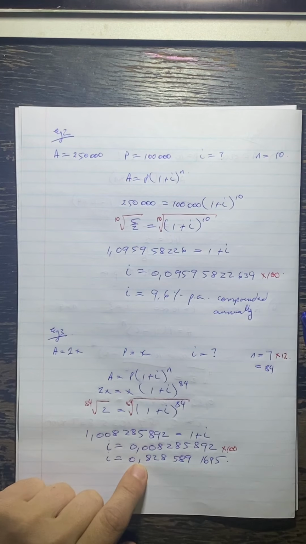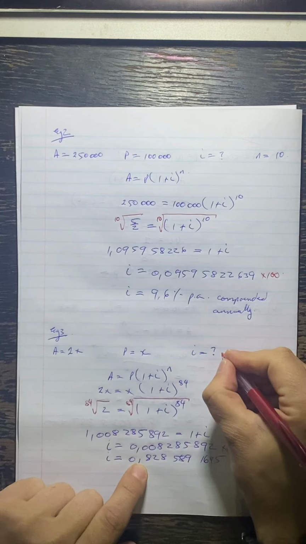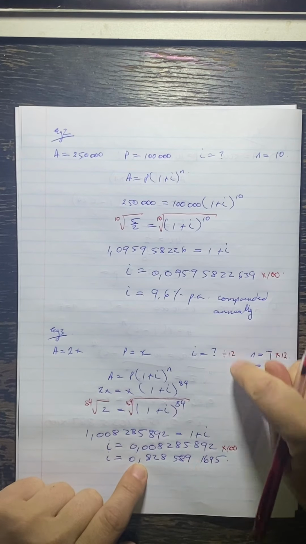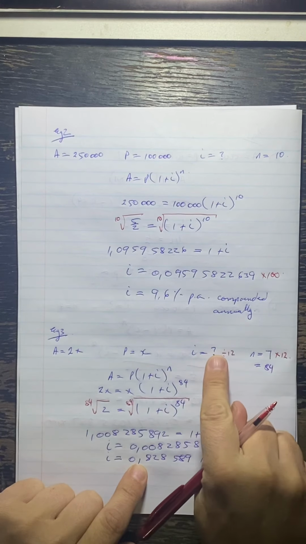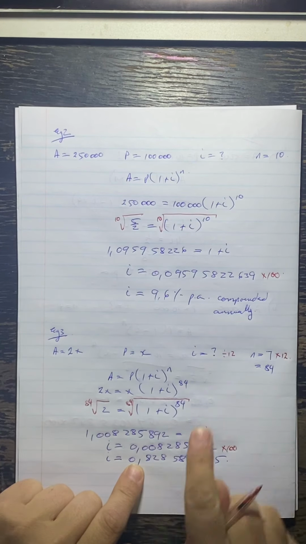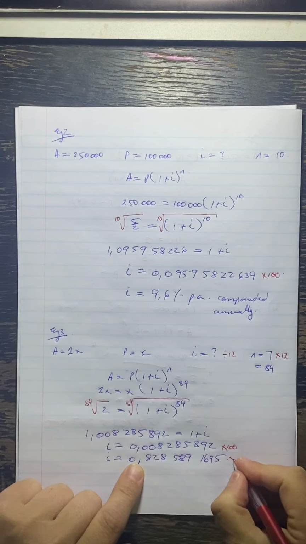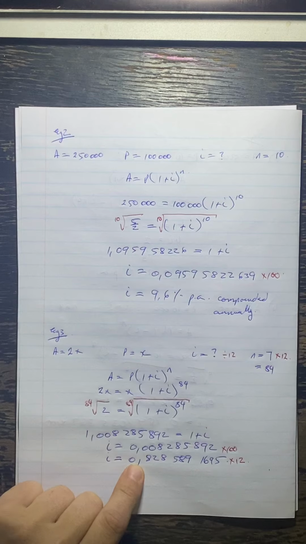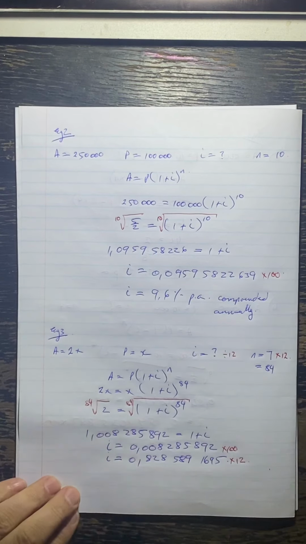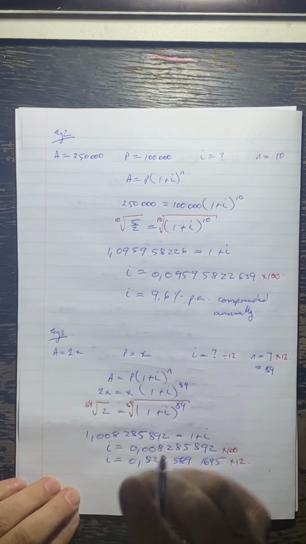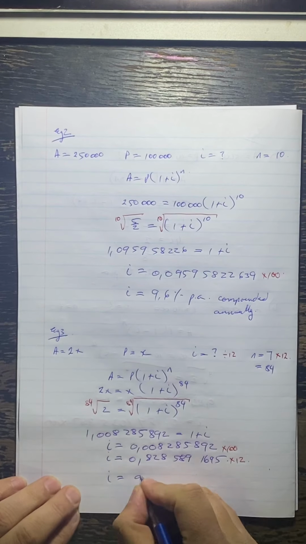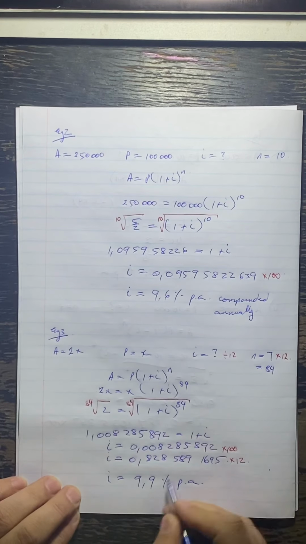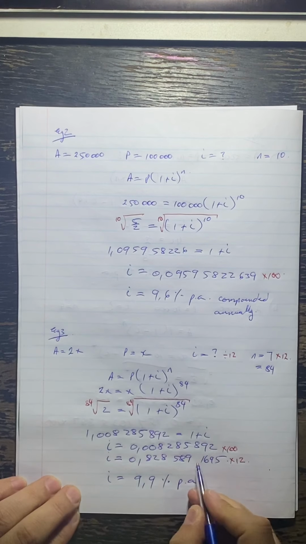And if we times this by 12, remember we divided this one by 12. I need to do the opposite now because we divided whatever it was by 12 to get this. So I need to now multiply this by 12 to get it into an annual rate, because remember that this is a monthly rate. So if you multiply that on the calculator by 12 and round off to 1 decimal place, you'll get I is equal to 9.9% per annum. That's your per annum rate. This is your monthly rate.